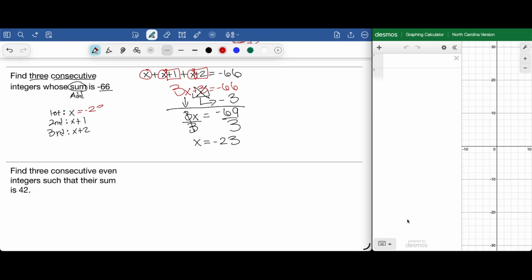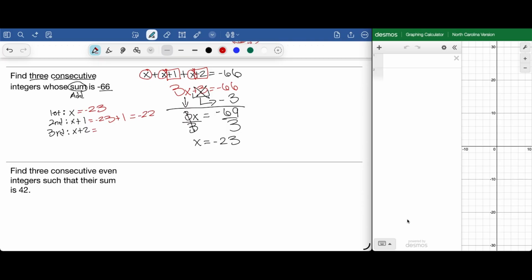Now for me to get my next term, I'm going to take the same answer that I got for x, which is negative 23, and I'm going to add 1 to it. Now, signs are different, so you know it's really subtraction. Negative 23 plus 1 becomes negative 22.